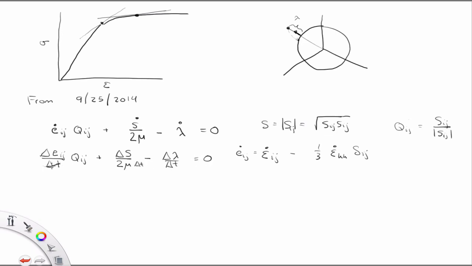At least in this equation, the dt's can just cancel. So keep in mind that we're talking about a strain-driven model here. So this delta EIJ is given. We apply some displacements, we apply a displacement increment, and we compute the strains. So that's given. That's an input.